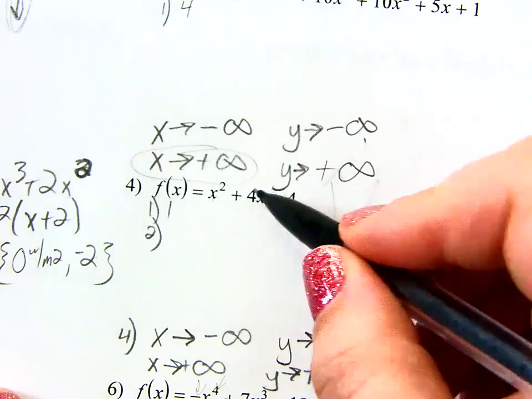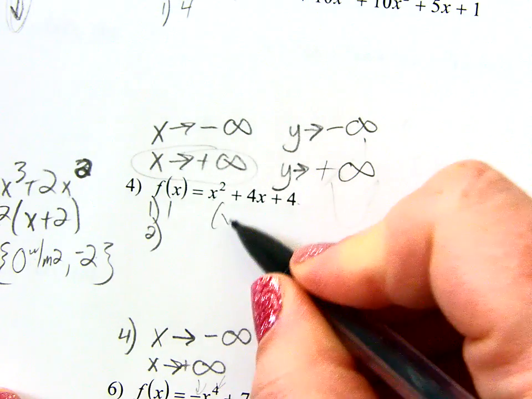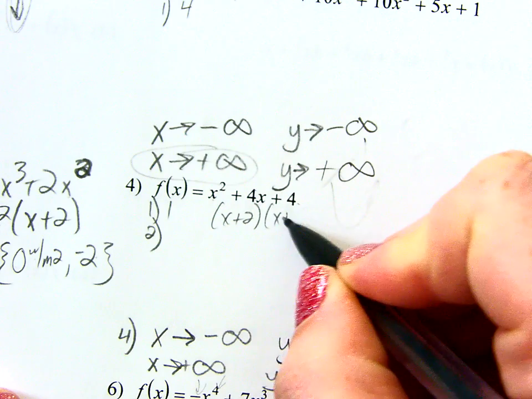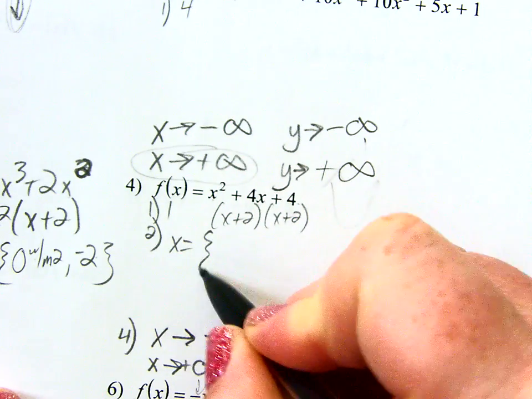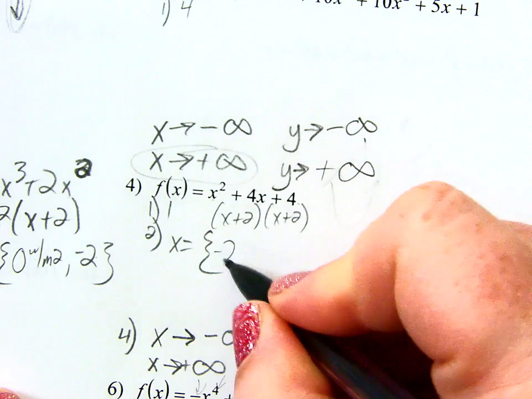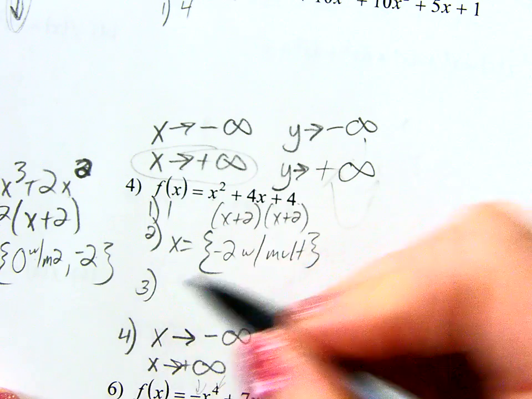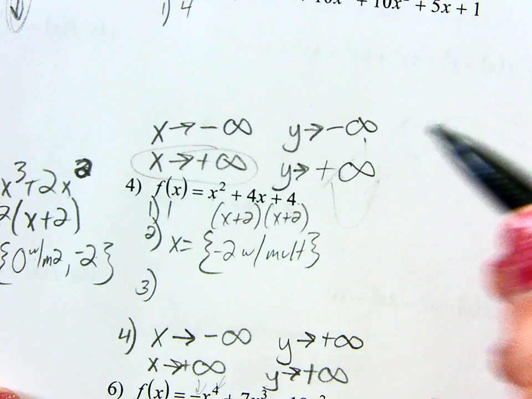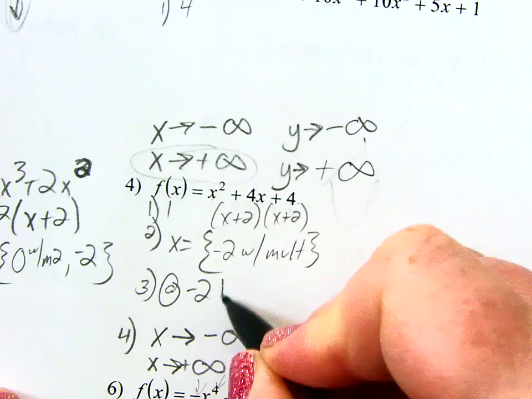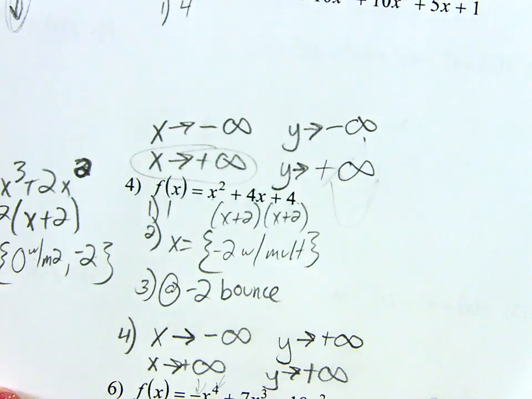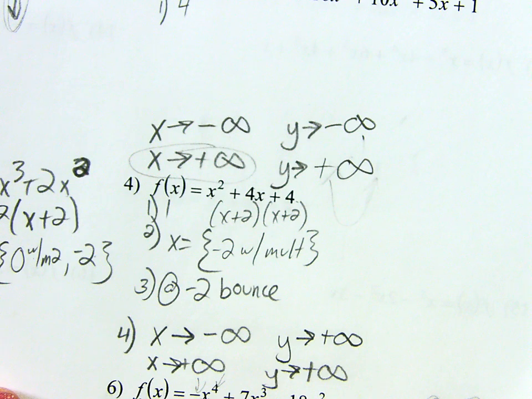Yeah, just factor. Factors of 4 that add to 4, 2 and 2, right? So isn't that just x plus 2 times x plus 2? So what does that mean? My answer is -2 with a multiplicity of 2. So at -2, is it going to bounce or is it going to pass? Bounce. So at -2, we're going to bounce. Does that make sense?